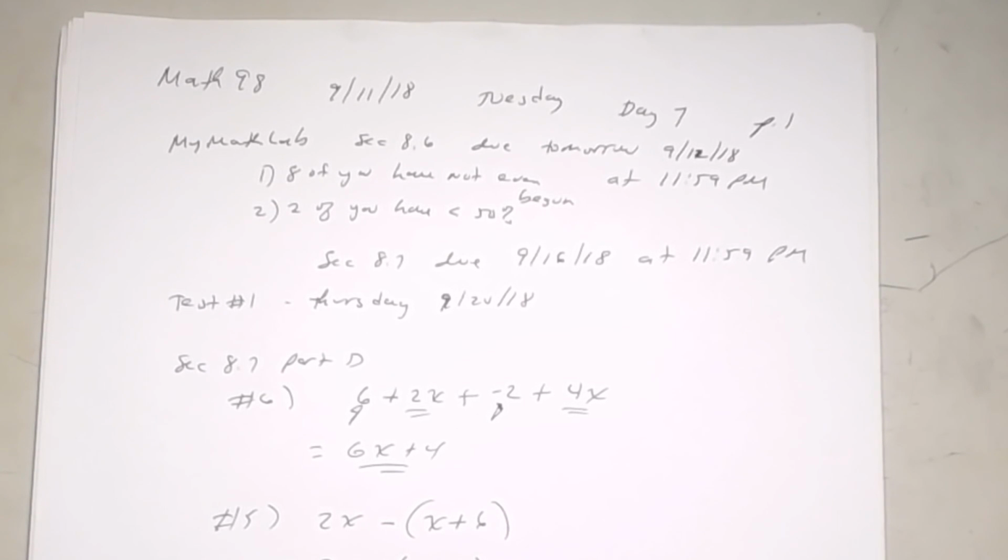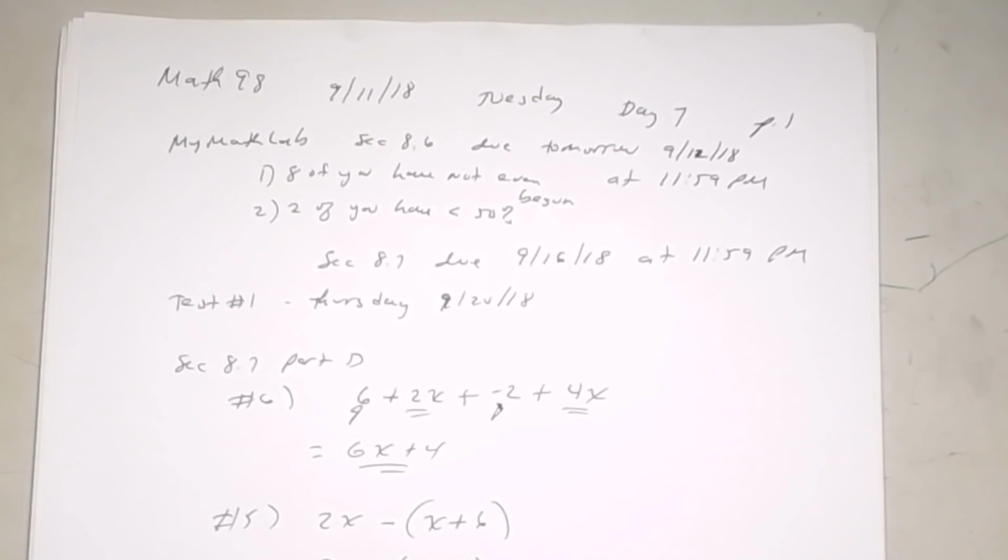Okay, anything else? From 8.7, you have 4 worksheets there. Anything? Okay. All right, so you have the key. Make sure you look at the key.